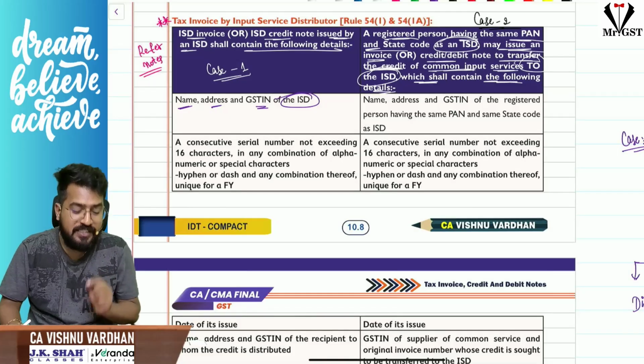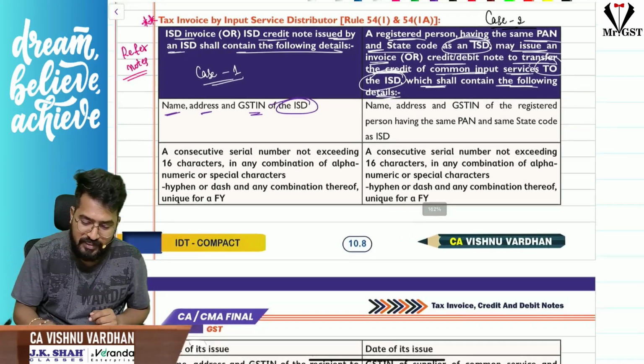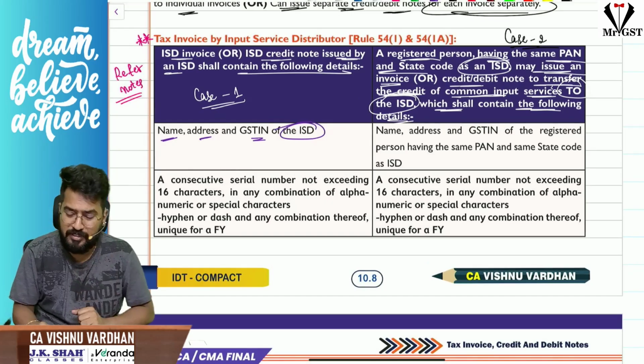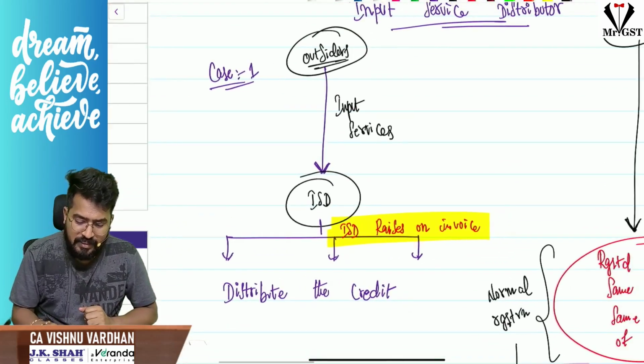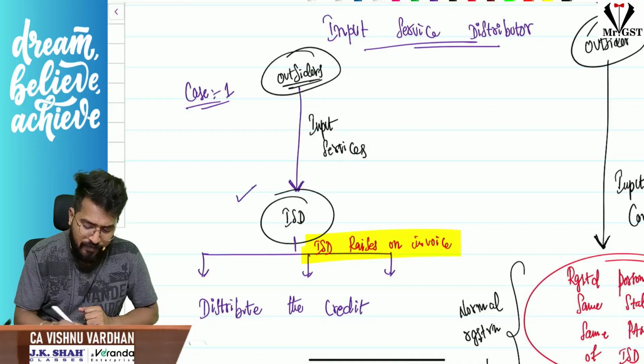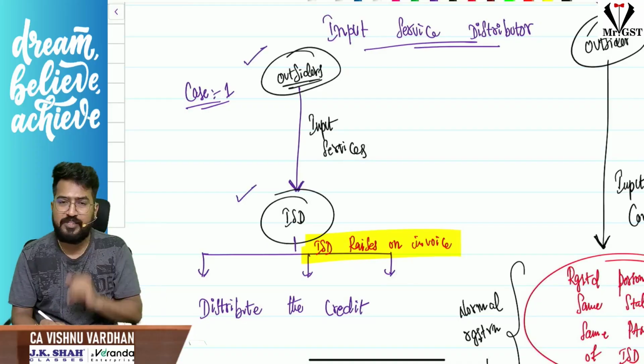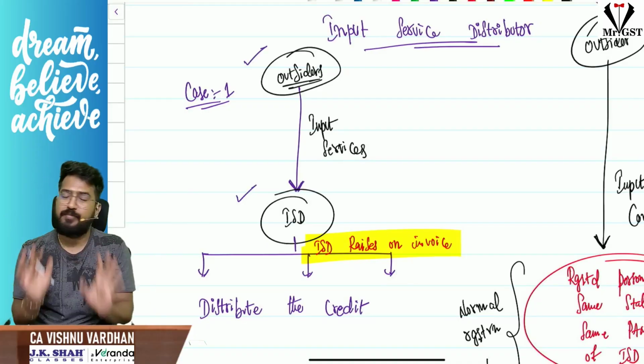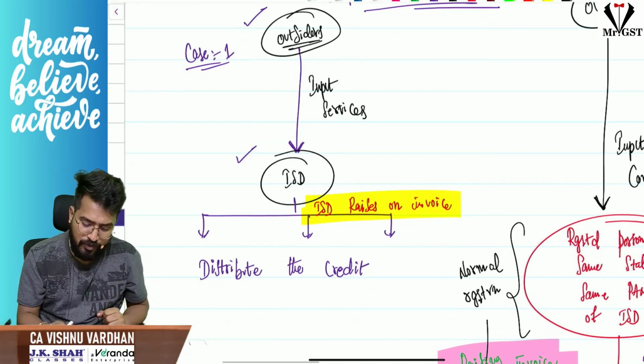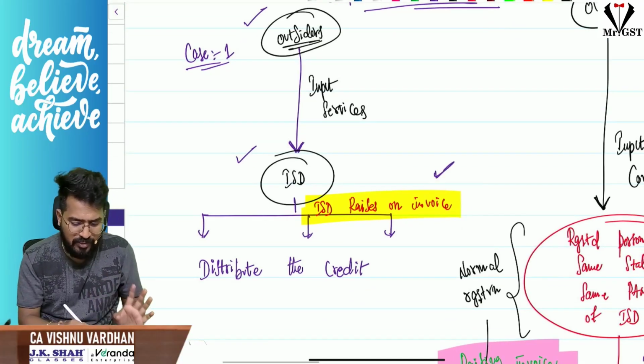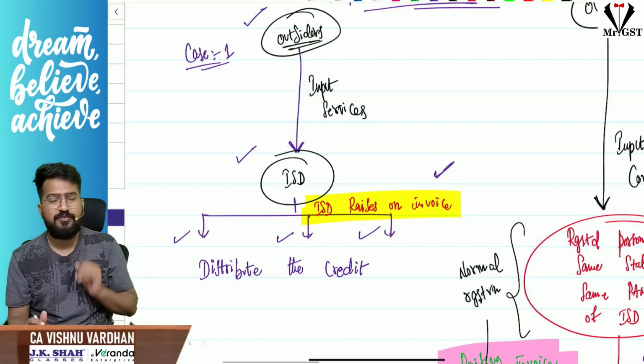Now the next one is the tax invoice by input service distributor. Listen carefully. There are two possibilities. Number one, there is an input service distributor procuring some input services from an outsider, which belong to various branches. The input service distributor will raise an ISD invoice and distribute the credit to all the branches. This is one case that we know.